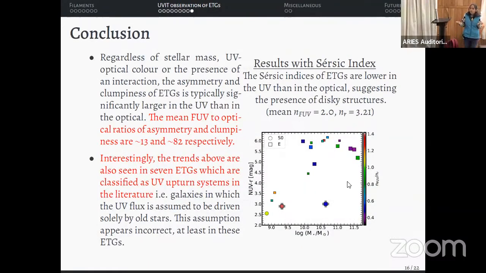Same result for Sersic index. The FUV isophotes of elliptical galaxies were flatter than the optical ones, and this was regardless of stellar mass or NUV minus R color. And I would highlight that some of the galaxies in our sample were UV upturn galaxies, which are said to be purely formed by evolved stellar populations, but even they had their FUV parameters higher than optical.